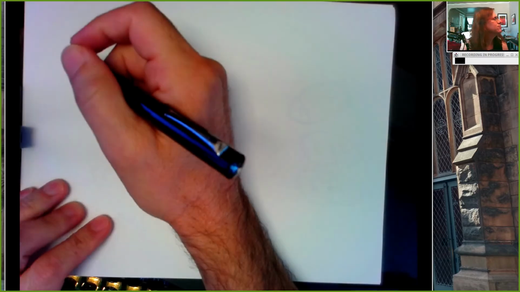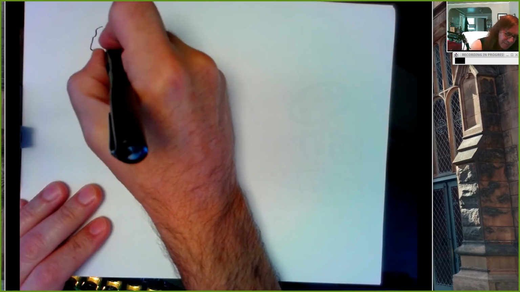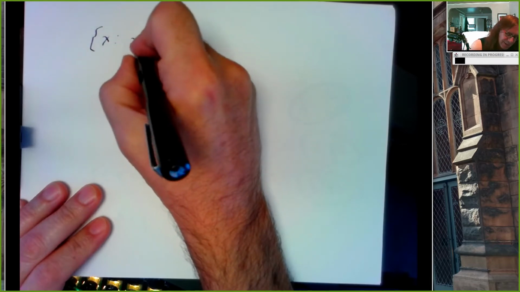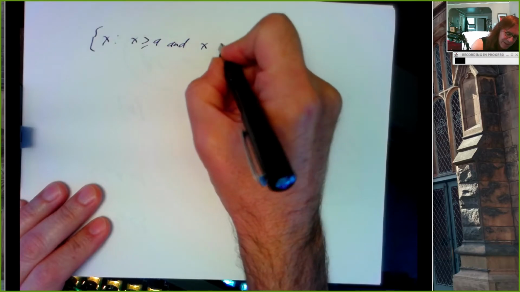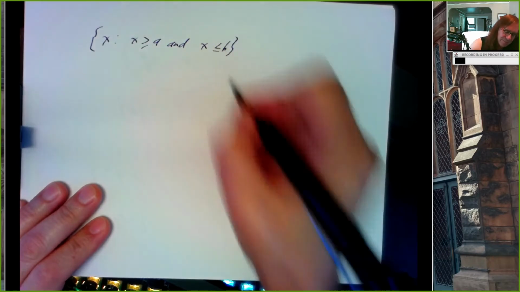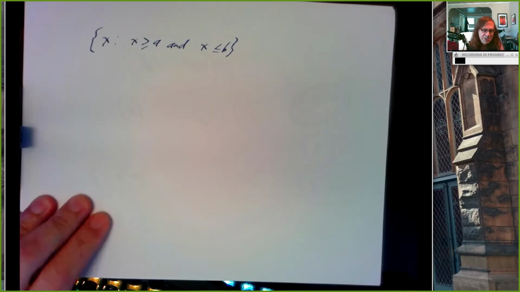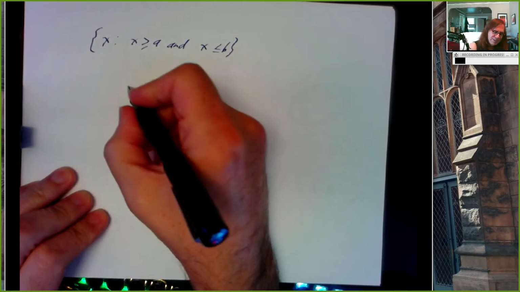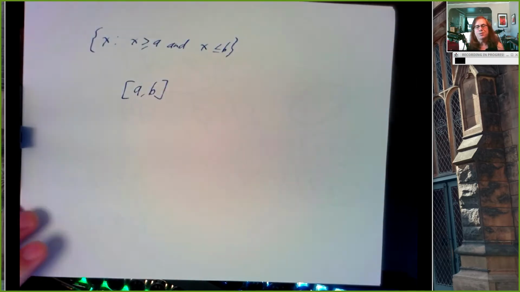But there's other notations. So one notation that we'll see a lot of is what's called interval notation. And interval notation works like this. Suppose we want the set of all x such that x is bigger than or equal to a and x is less than or equal to b. So all the stuff in between a and b, including a and b. We can write this in a shorthand, which is just to say a comma b inside square brackets.